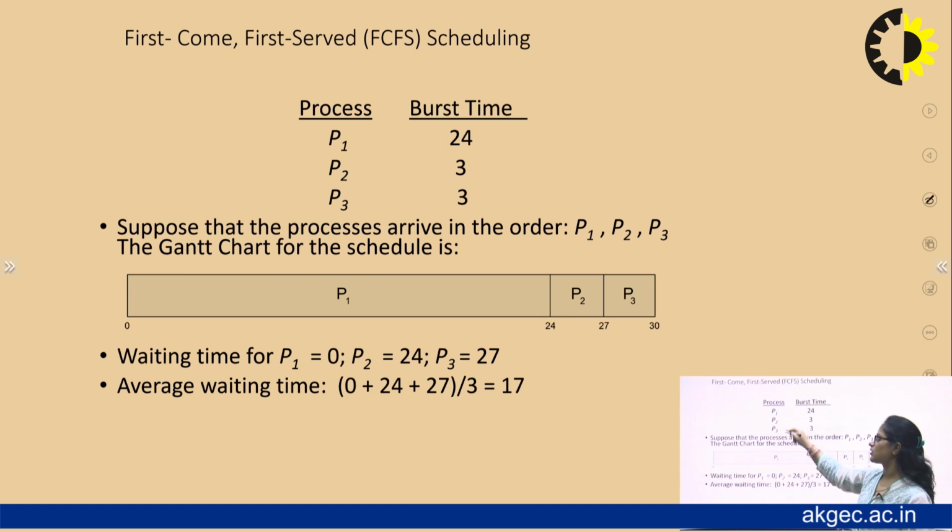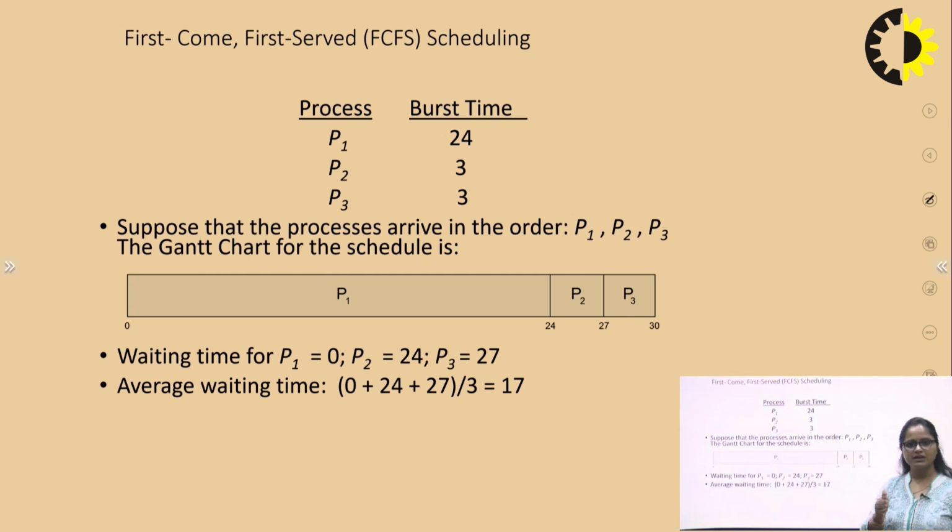There are three processes, P1, P2 and P3, and their CPU burst times are 24 milliseconds, 3 milliseconds and 3 milliseconds for P3. When we are doing first come first serve scheduling, suppose process P1 comes first, then P2 and then P3. The process which comes first will be served first. It will get the CPU and finish its work, and only then P2 will get the CPU. When P2 finishes its work, then P3 will get the CPU. This is non-preemptive, and we will solve this problem with the help of a Gantt chart.